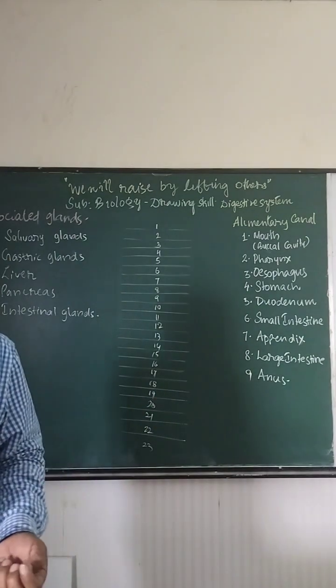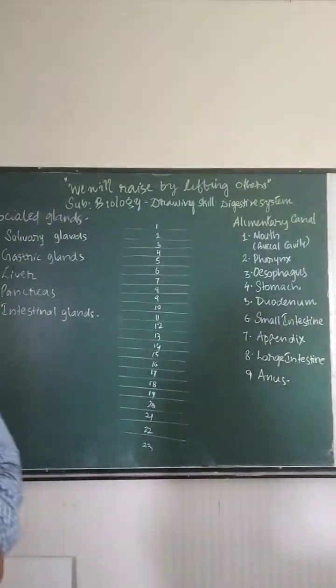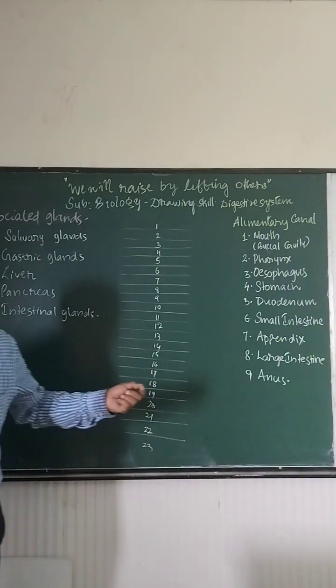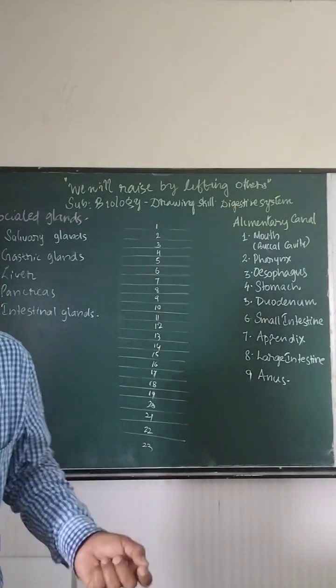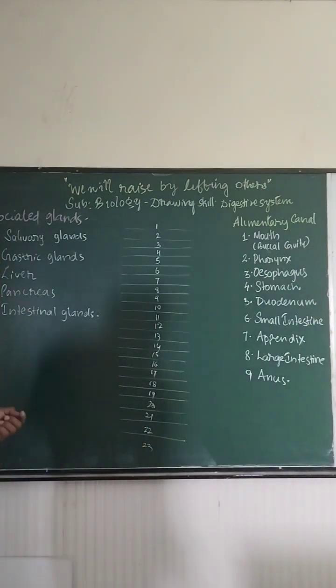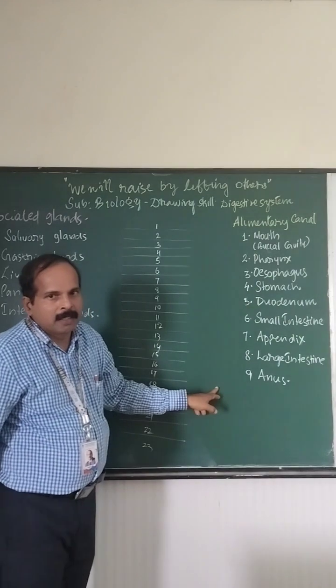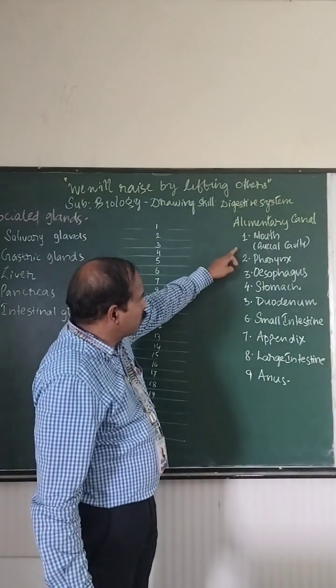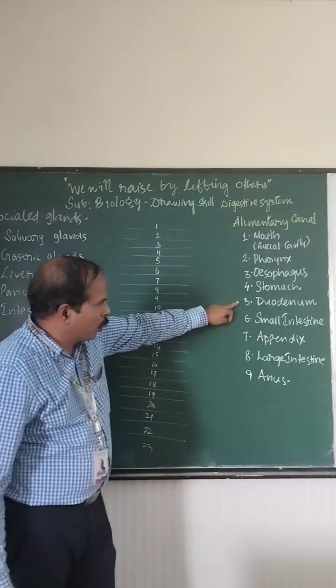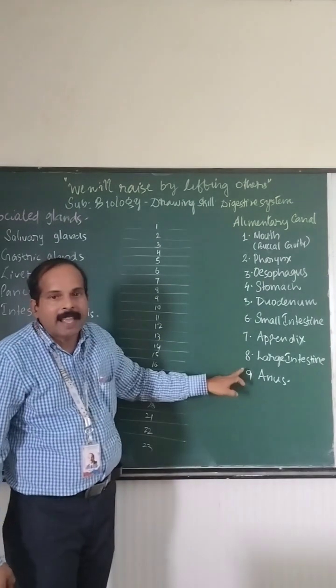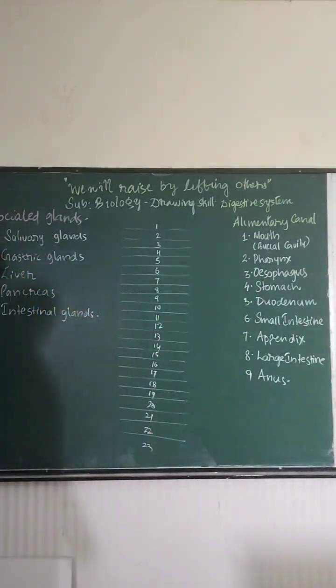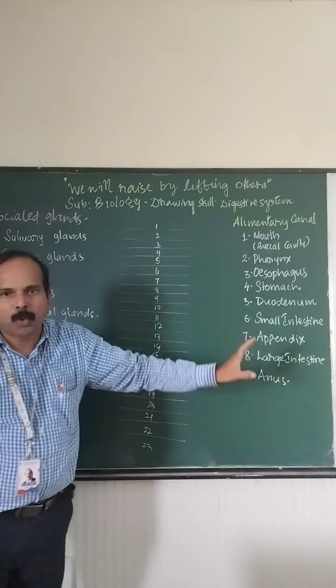Hello, good morning friends. Today we will be doing the diagrammatic skills, how to draw the digestive system in an easy way. It consists of the alimentary canal with 9 parts, the muscular tube starting from mouth, pharynx, esophagus, stomach, duodenum, small intestine, appendix, large intestine and anus, with the digestive glands of salivary glands, gastric glands, liver, pancreas and intestinal glands, all the 5 glands and the 9 parts. How to draw it in an easy way?